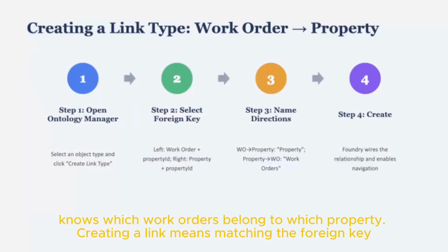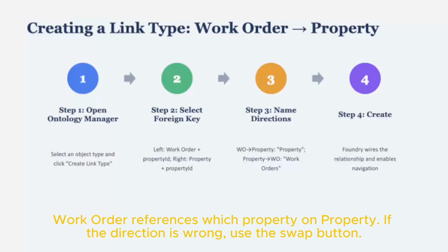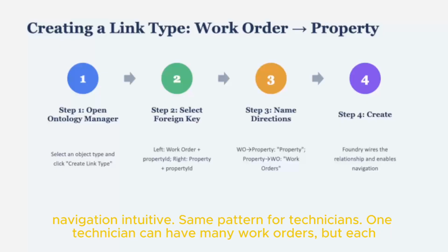Creating a link means matching the foreign key in the child object to the primary key in the parent. The critical step is specifying which property on work order references which property on property. If the direction is wrong, use the swap button. Then name the directions. Work order to property is singular, property to work order is plural. This makes navigation intuitive.